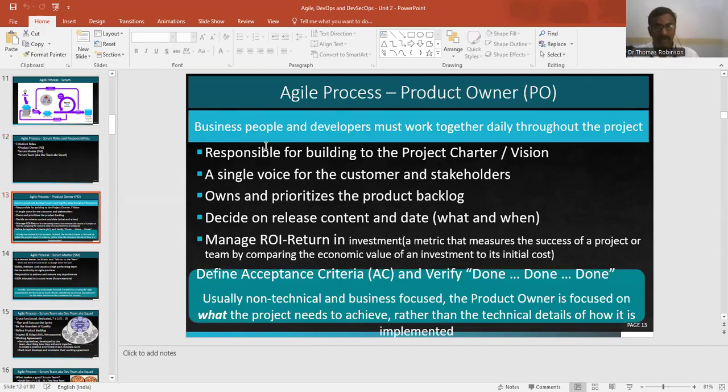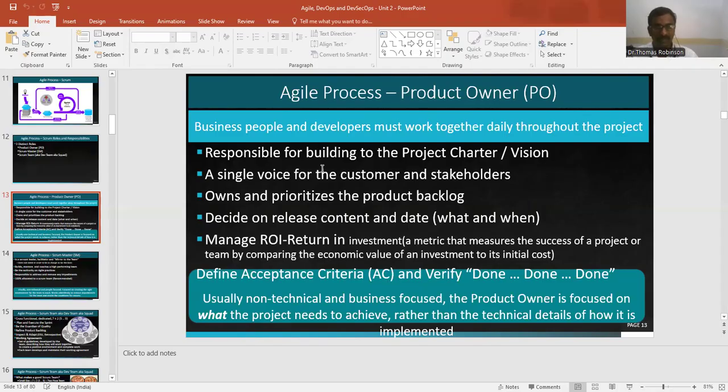The product owner: business people and development must work together daily throughout the project. He is responsible for building the project charter or vision, a single voice for the customer and stakeholders. He owns and prioritizes the product backlog, and he decides on release content and date. That means what content we can release and when we can implement it. He manages the return on investment, a metric that measures the success of a project or team by comparing the economic value of an investment to its initial cost.